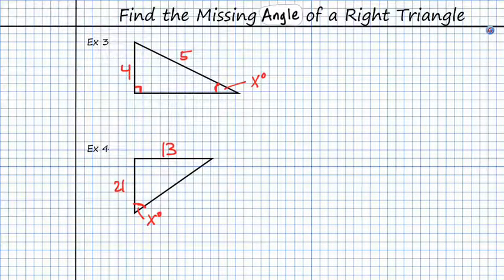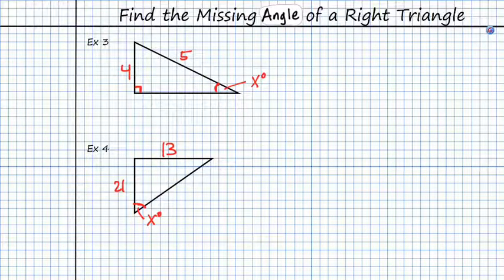Alright, students, hello and welcome to this lesson on finding the missing angle of a right triangle. Today we're just doing the examples that go with the actual notes for this lesson. So these are just the examples. If you haven't taken the notes yet, go ahead and do that now.